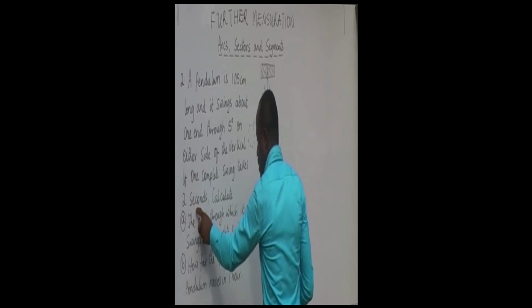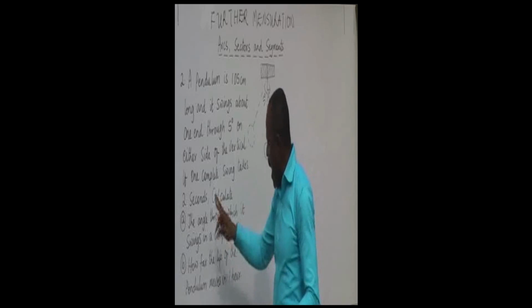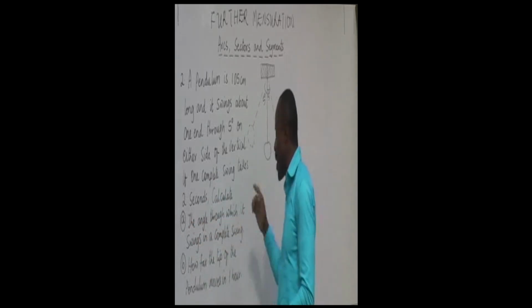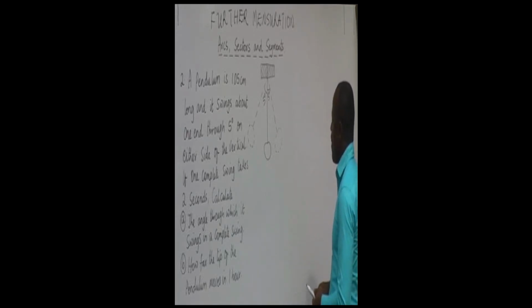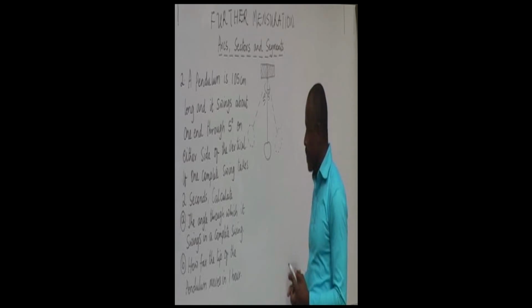Then, if one complete swing takes 2 seconds, then we should calculate all these things. The first thing we are asked to calculate is the angle through which it swings in a complete swing. Okay. Now, let me tell you what a complete swing of a pendulum is.